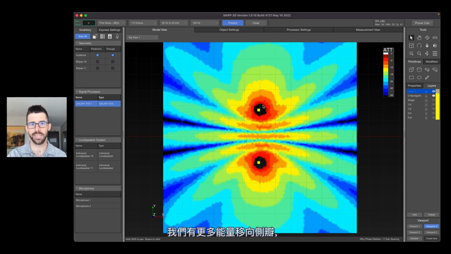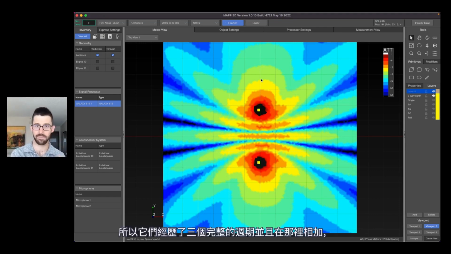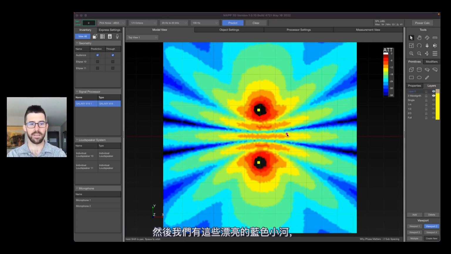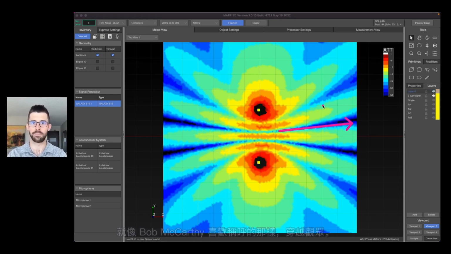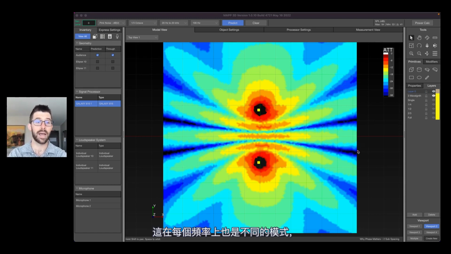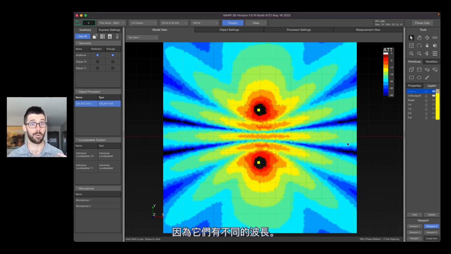Again, we have more energy moving off to our side lobes because at their perfect 3rd wavelength spacing, they're going through 3 complete cycles and bam, summing together. And then we have these nice little rivers of blue, as Bob McCarthy likes to call them, radiating through to our audience. And this is also a different pattern at every frequency because they have a different wavelength.